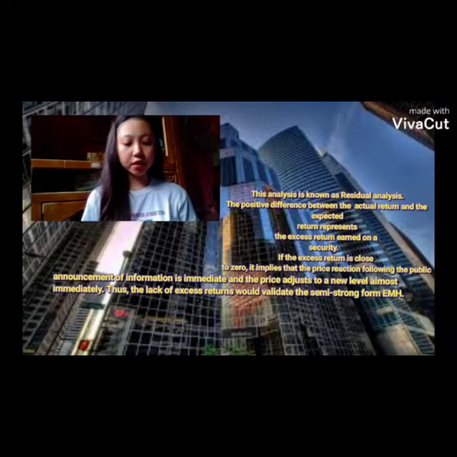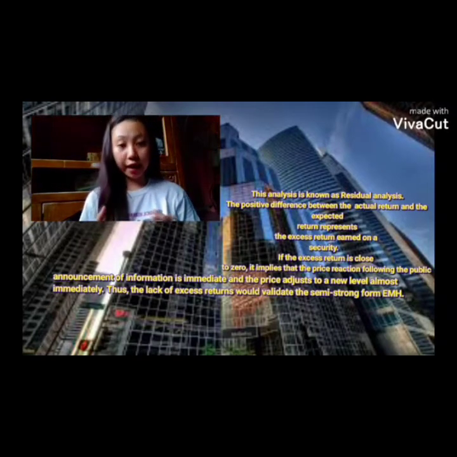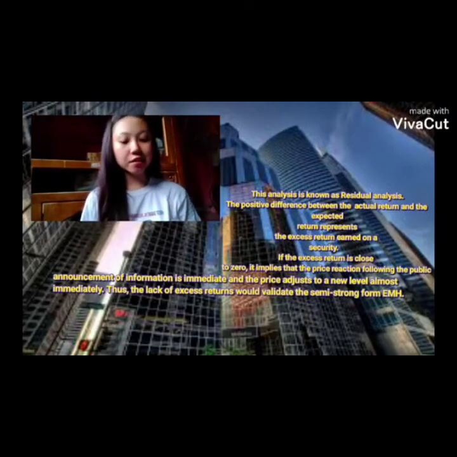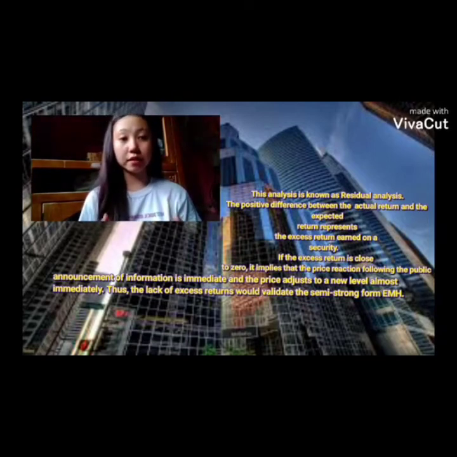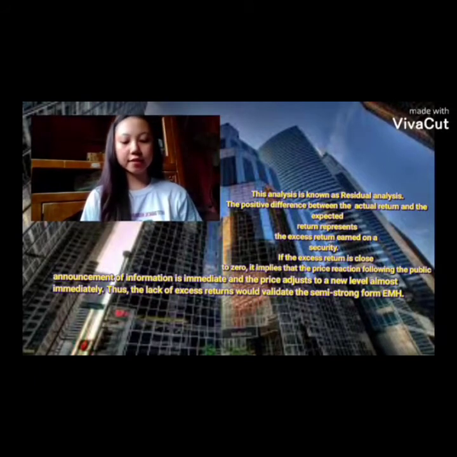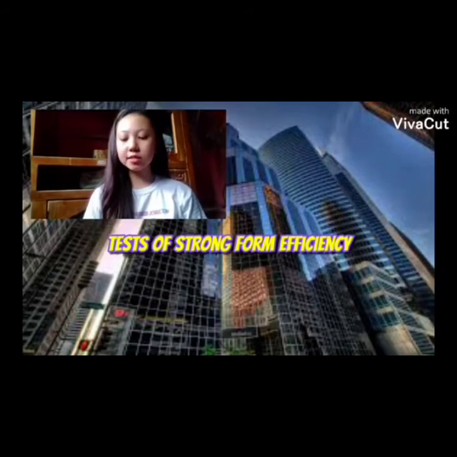If the excess return is close to zero, it implies that the price reaction following the public announcement of information is immediate and the price adjusts to a new level almost immediately. Thus, the lack of excess return would validate the semi-strong form of the EMH. So the next topic will be the test of the strong form efficiency.